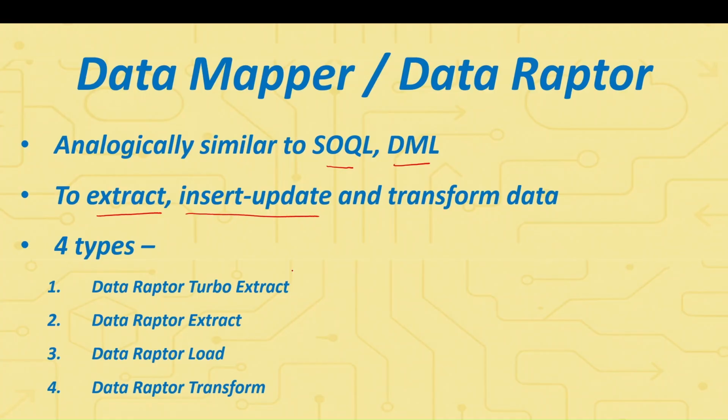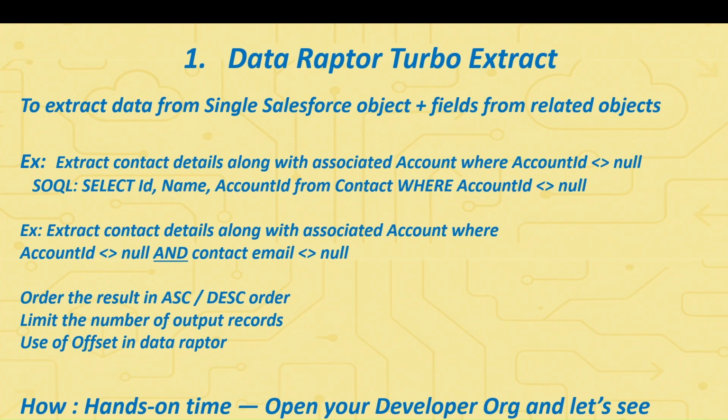To extract data, we have DataRaptor Turbo Extract and DataRaptor Extract. To insert or update data, we have DataRaptor Load, and to transform data, we have DataRaptor Transform. Let's start learning these DRs one by one. First one is DataRaptor Turbo Extract. When we want to extract data from a single Salesforce object or from its related object, we can use Turbo Extract.